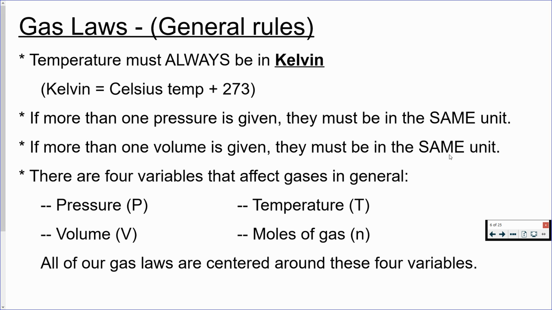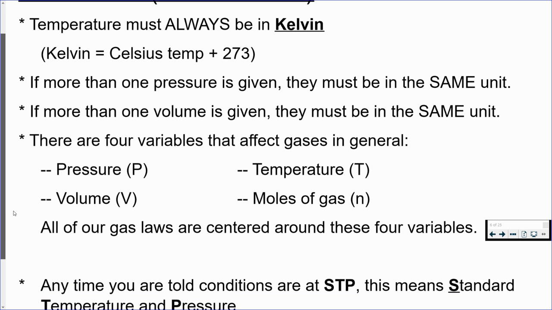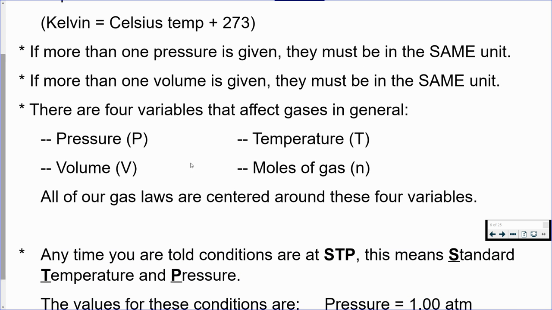The four different variables that we would be solving for would be pressure, volume, temperature, and then n is the number of moles. We're not going to get into n until our ideal gas law, which is PV = nRT, and that should happen, I think, a week from today.